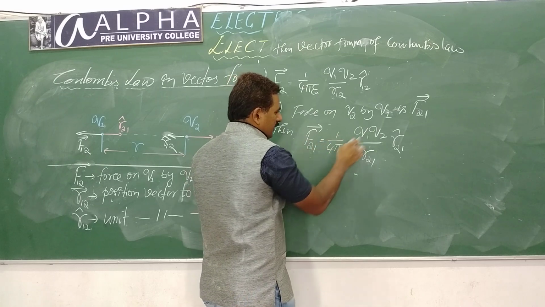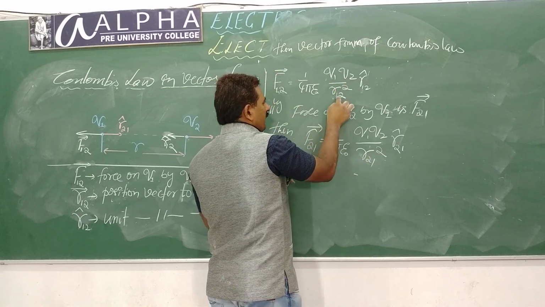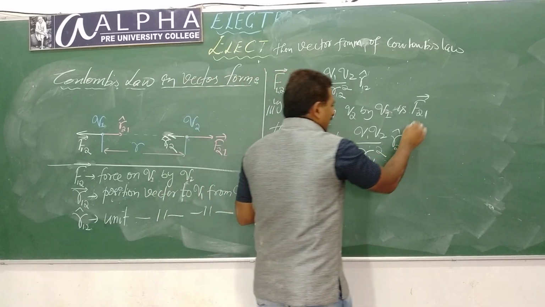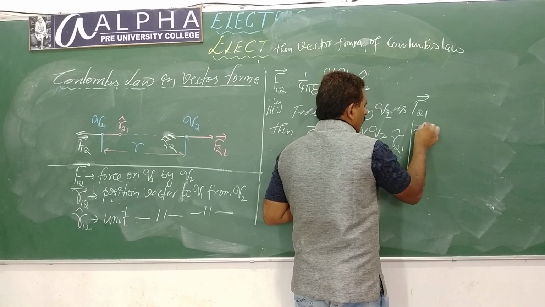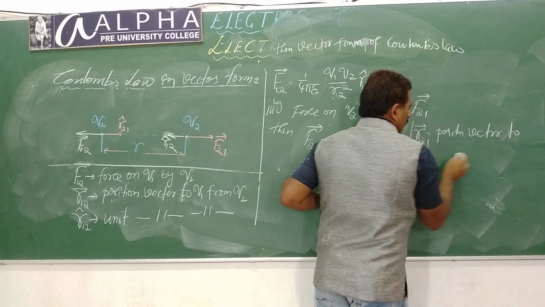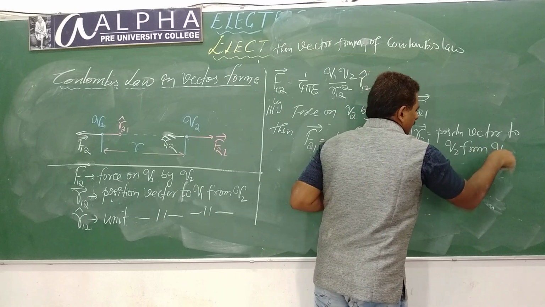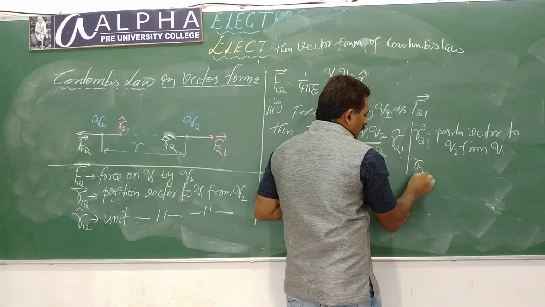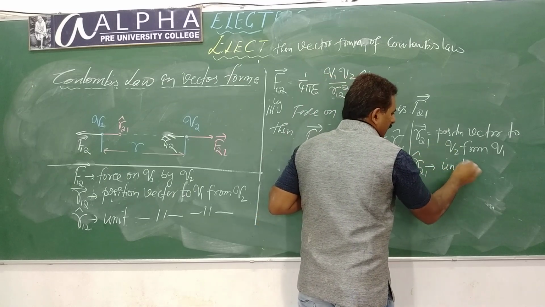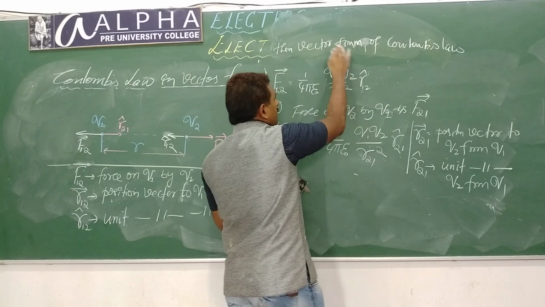F equals 1 over 4 pi epsilon Q1 Q2 by R. Remember, square you have to write. Q1 Q2 by R12 square, Q1 Q2 by R21 square, like that. So if I write R21, how do you read? Position vector to which charge? Charge Q2 from Q1. Very good. Similarly, if I write R21 only, but cap, this is just direction. What is this? Unit vector to Q2 from Q1.